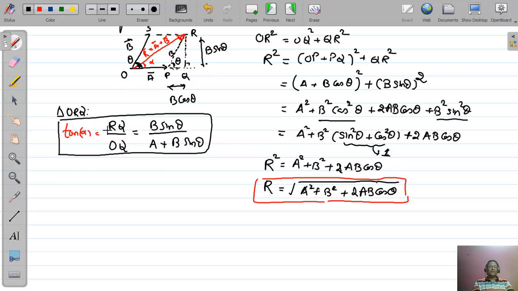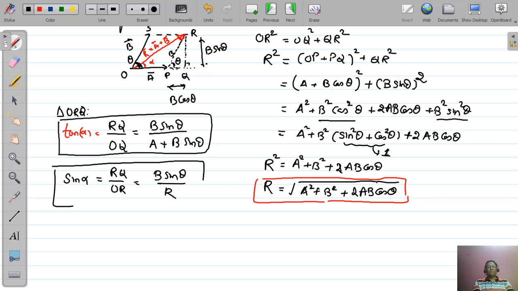Similarly, the angle alpha can be found in terms of sine, that is sin alpha equal to, taking the same triangle, perpendicular over hypotenuse, perpendicular is RQ by OR. So we can write it is B sin theta by R. So from the parallelogram method, we can find the angle and the magnitude of the resultant vector. These formulas are important. Keep them memorized.